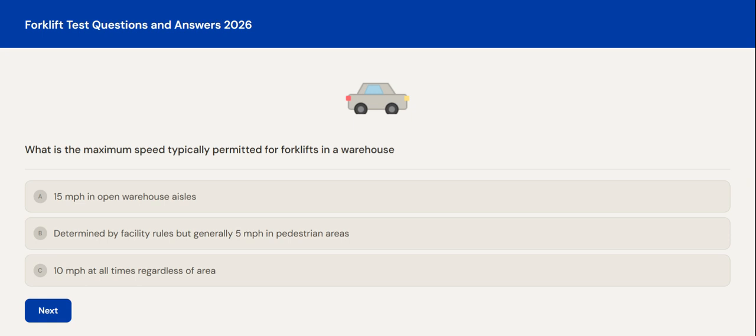Know your facility's specific speed rules before you operate. In pedestrian zones, slowing to a walking pace is the standard most facilities enforce.